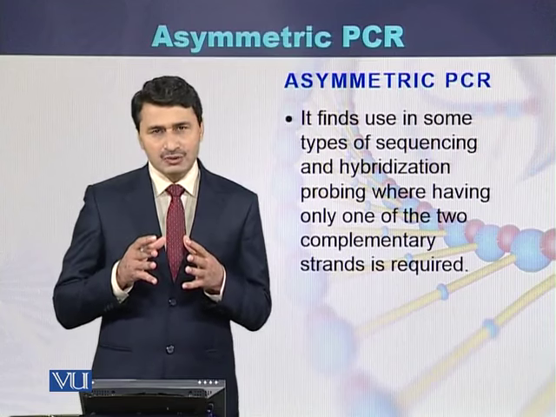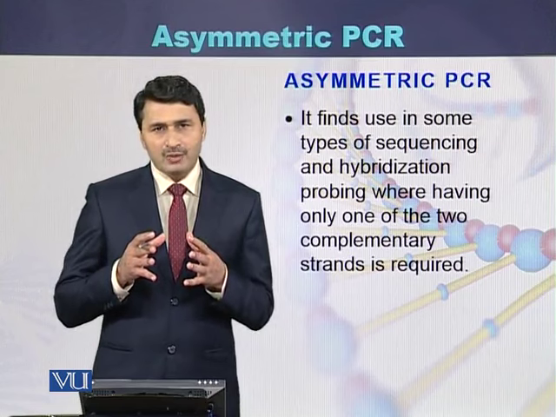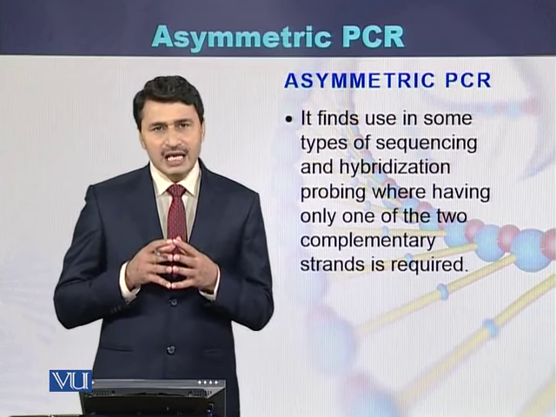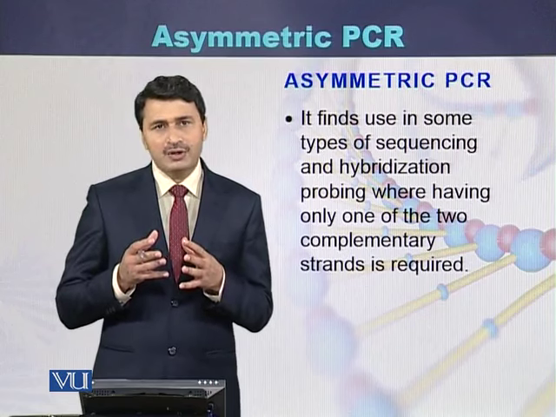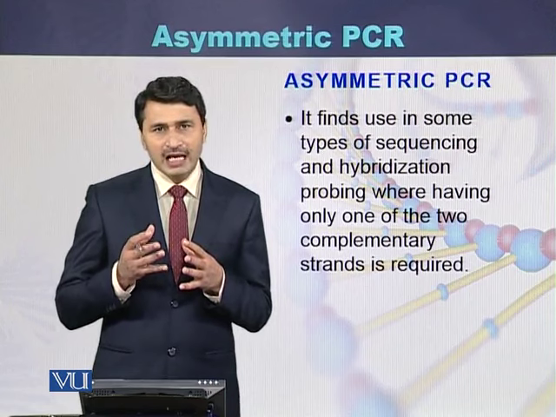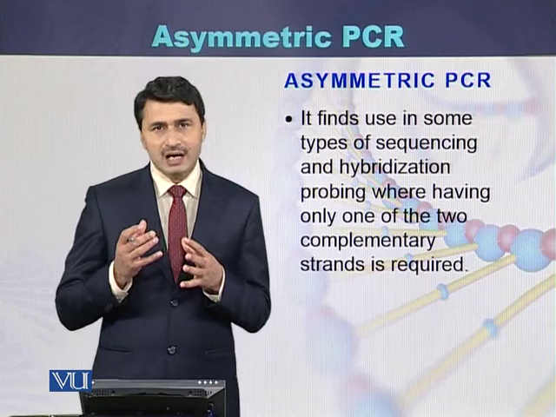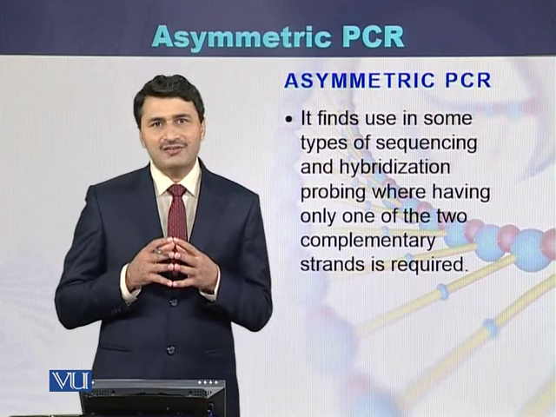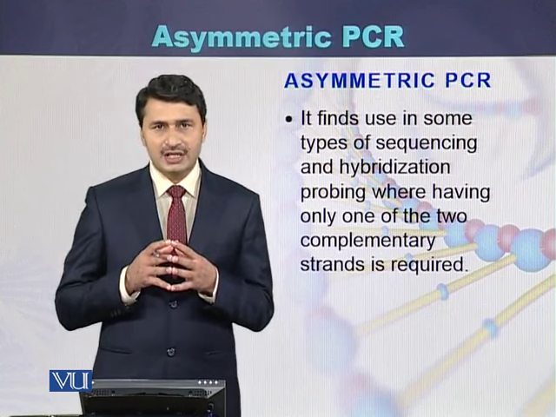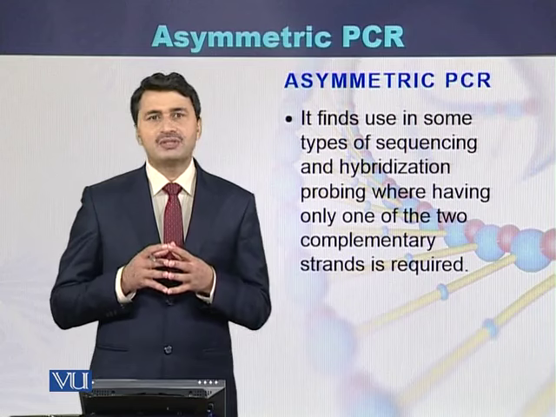By using this kind of primer amounts, we can amplify one of the strands in large amount. We can produce more copies of that strand, while for the strand for which we have used a lesser amount of primer, there will be a very small number of copies produced. This type of PCR is called asymmetric PCR.